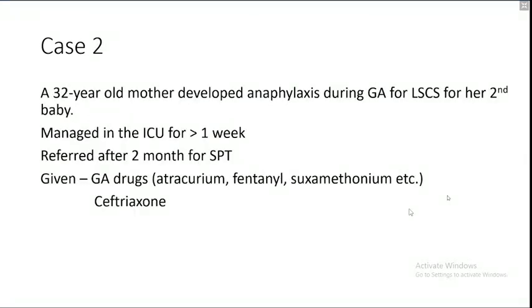The next case is a very young mother who had developed anaphylaxis during general anesthesia for LSCS, and she was managed in the ICU for more than a week. She was referred for a skin prick test 2 months after the reaction, and she had been given an array of general anesthetic drugs and also ceftriaxone at induction. So I'll be discussing these two cases.